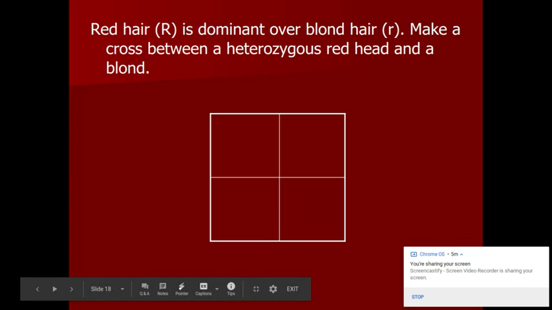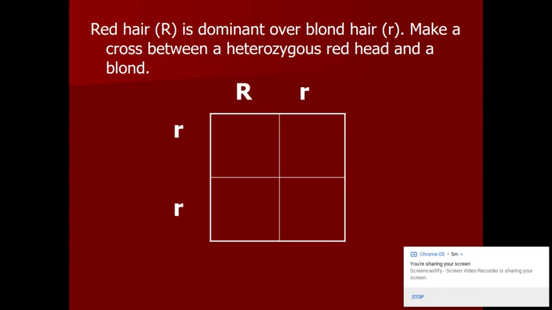Okay, let's try another one. We've got red hair is dominant over blonde hair. So the capital R is for red hair, which is dominant over lowercase r, which is blonde hair. Okay, we're going to do a heterozygous redhead and a blonde. Heterozygous, remember, is when we have 2 different alleles. And blonde is going to be homozygous recessive. The only time you're ever going to have blonde hair is when we have 2 of the small r's. So here are our parents. One parent is heterozygous red, and one parent is blonde.